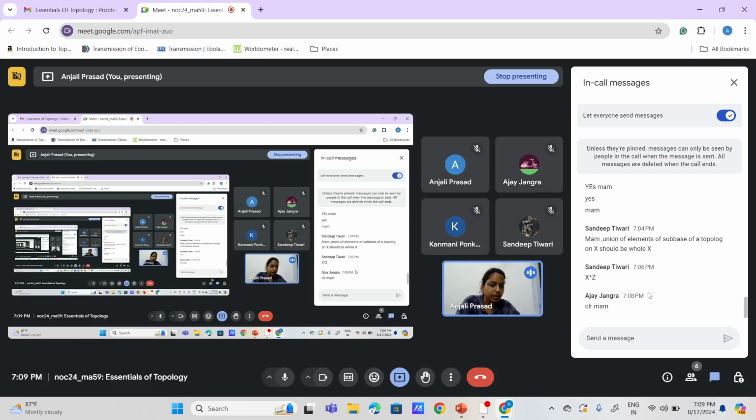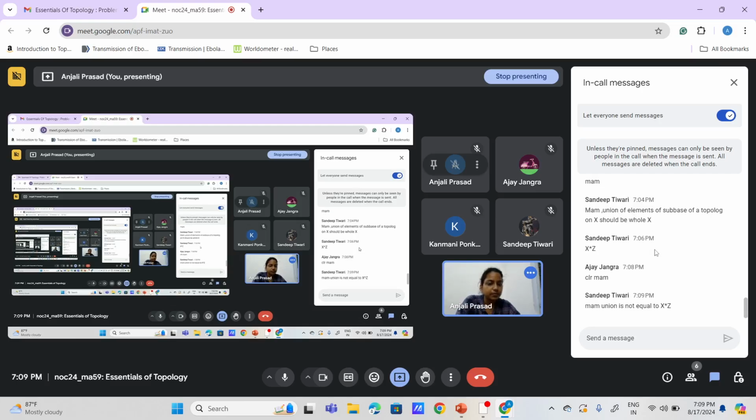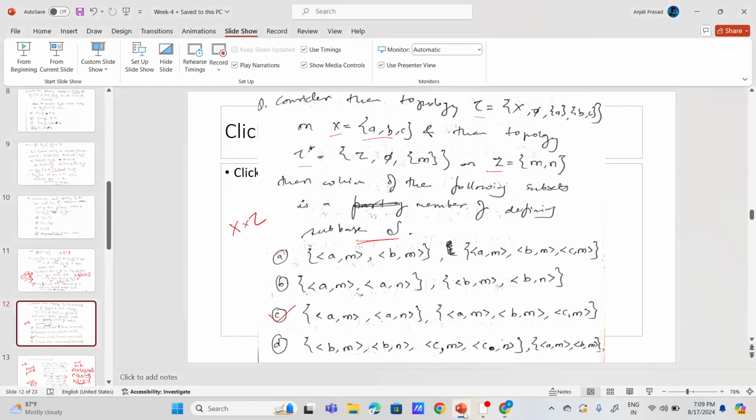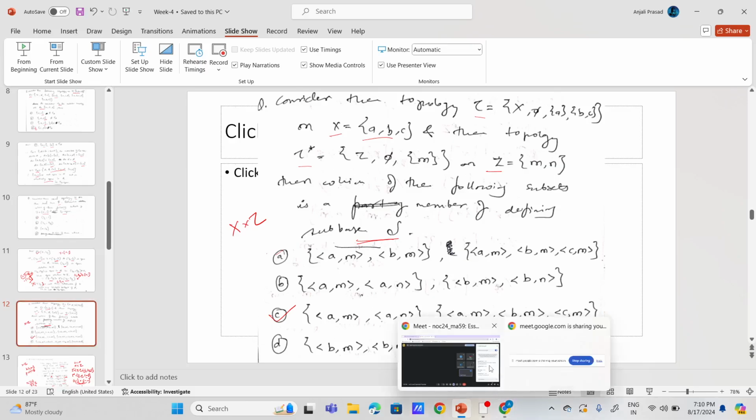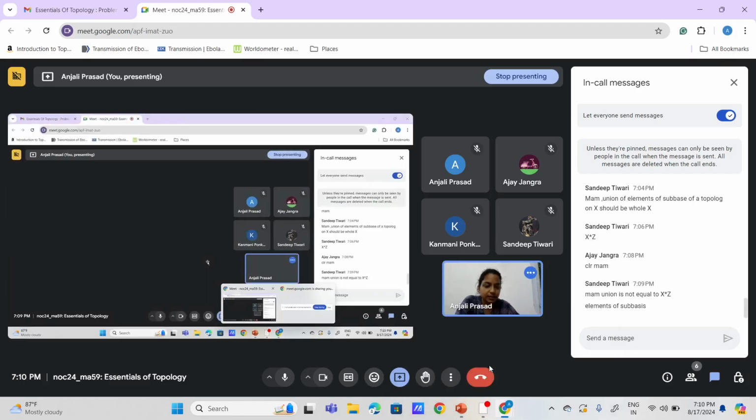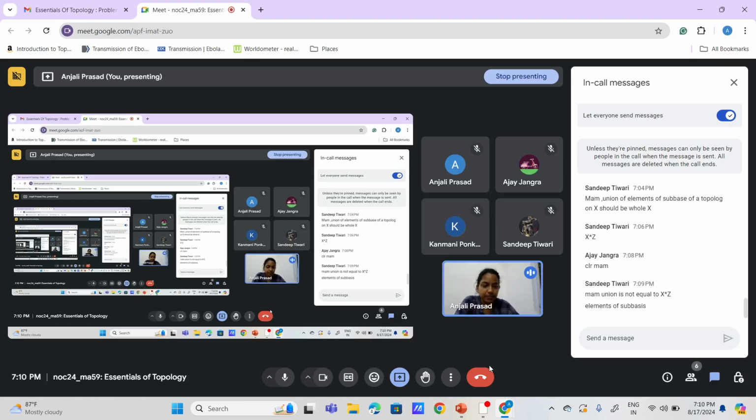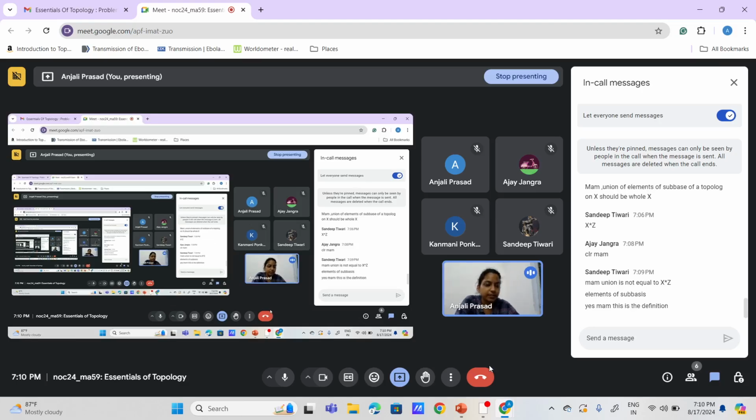You are saying union is not equal to X cross Z. Union of what? Listen, you have to find subbase S, right? Not base. You need to find subbases, not basis. In subbases, it won't be the member of X cross Z, right? The union, it is not necessary that the union will form the X cross Z.